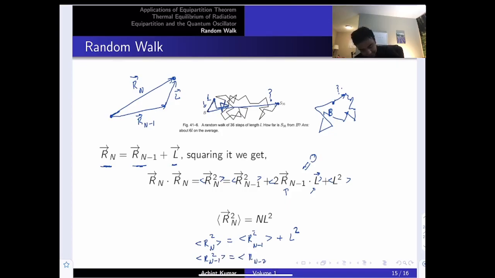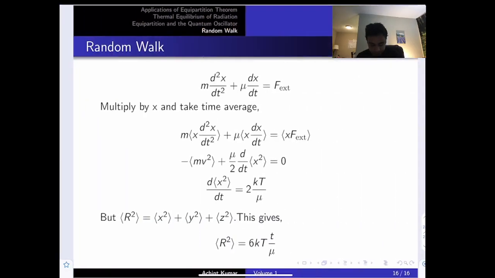So I have similarly Rn minus 1 squared is Rn minus 2 squared plus L squared, and so on and so forth. I add up all the equations together. These would all cancel out, and I'll have n terms in total. So I get the average value of Rn squared is n times L squared. This fact, that the average Rn squared, the squared distance from the starting point, is proportional to n, is a characteristic of Brownian motion.